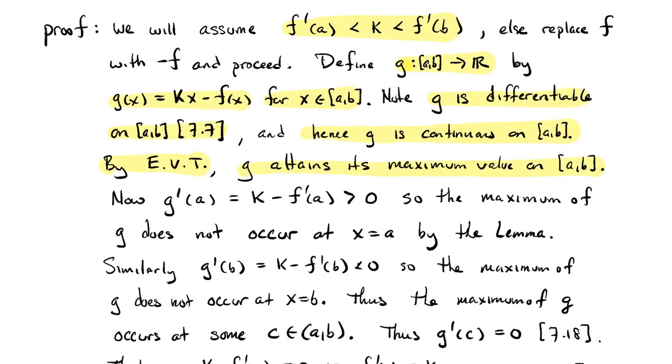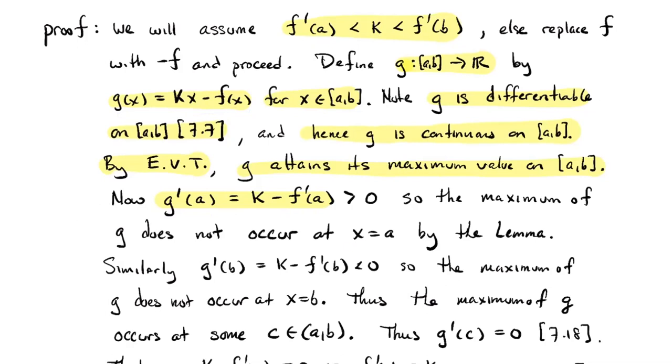Okay, but if I look at the value of g prime at a, just differentiate this, stop the video for a second, compute g prime: it's k minus f prime. So if you plug in a, you get k minus f prime of a. Well, k minus f prime of a is a positive number, right? So applying our lemma to the function g, the maximum of g cannot occur at a, right?